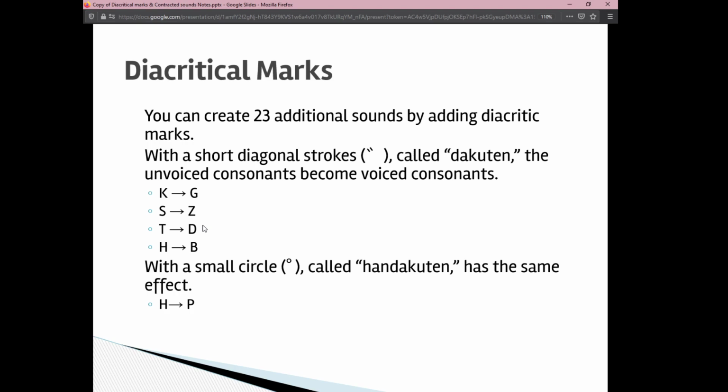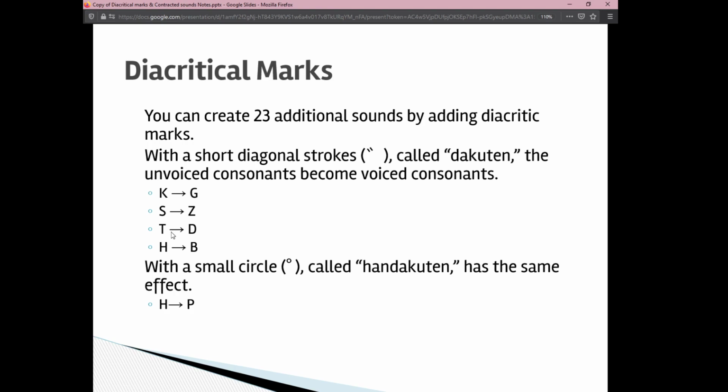The only difference is that when you go in for that other one, so K versus G, the G makes your throat vibrate. So you can put your hand to your throat and you can say k, and then you can say g. And you'll notice that you feel that vibration in your throat as you say g, s, and z. Again, you have that very heavy vibration on the z in comparison to the s.